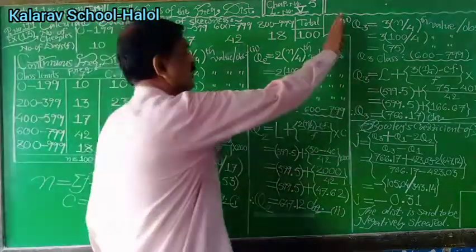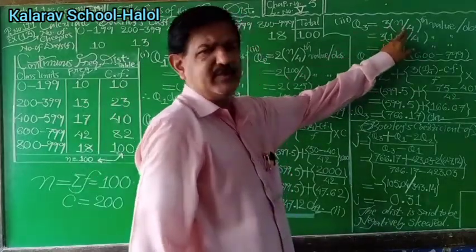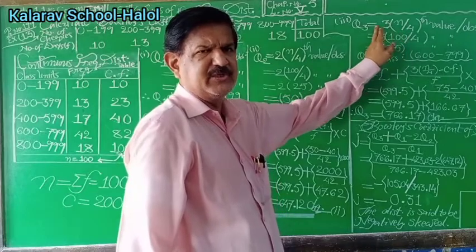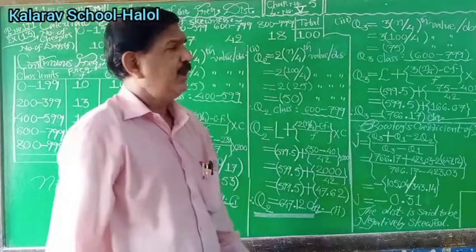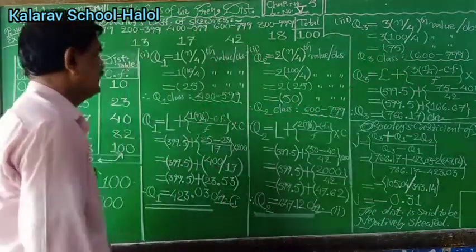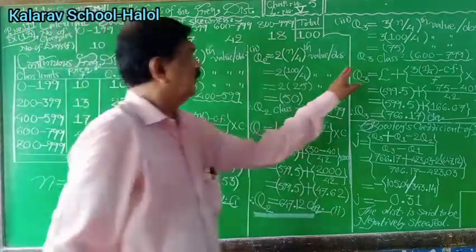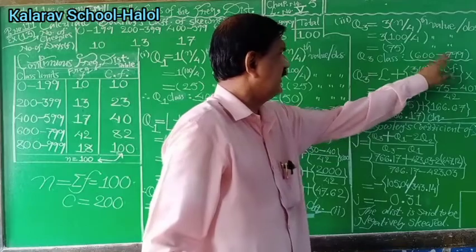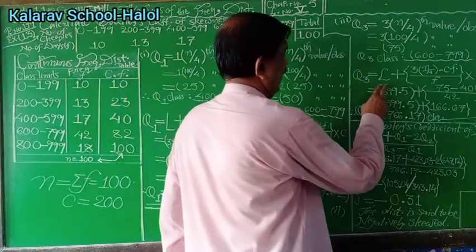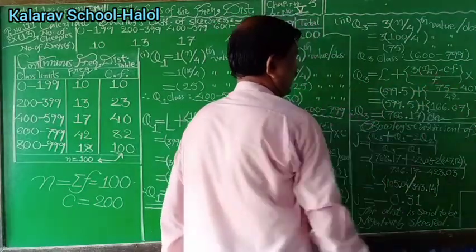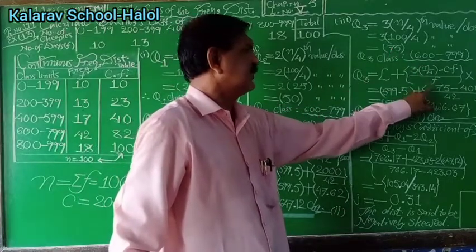Similarly compute Q3. Q3 is 3 times n by 4. N by 4 means 100 by 4, which is 25, and 25 times 3 is 75. This is the 75th item, and we have to see this value in the column of CF. Once again, see the column of CF, the same class as Q2. The Q3 class will be 600 to 799. The value will be different, but the class will be the same. Q3 is given by L plus (3 times n by 4 minus CF) upon f into C. This direct value 75 you have to substitute.